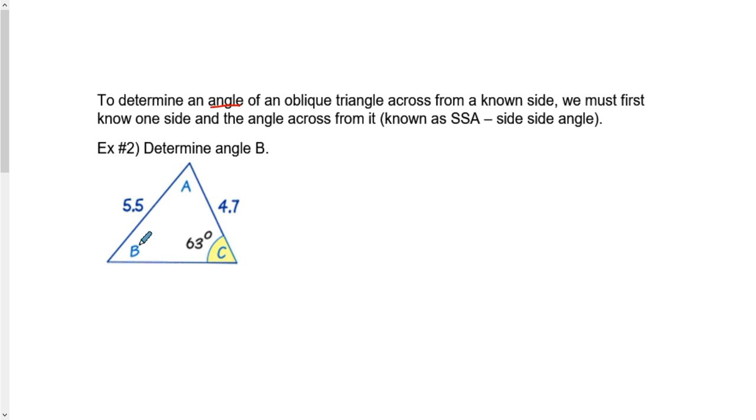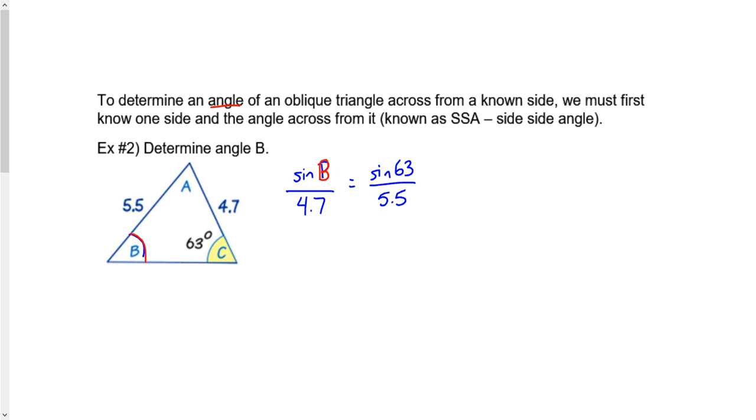So in this one, if we want to find out what is angle B, we're going to have to solve for it. I can put my variable on the left-hand side or on the right-hand side. It doesn't really matter. Actually, I'm going to put this as a red angle. Sine of B. The side across from it is 4.7. Then I'm going to use the information that I actually have. So the sine of 63 divided by 5.5.